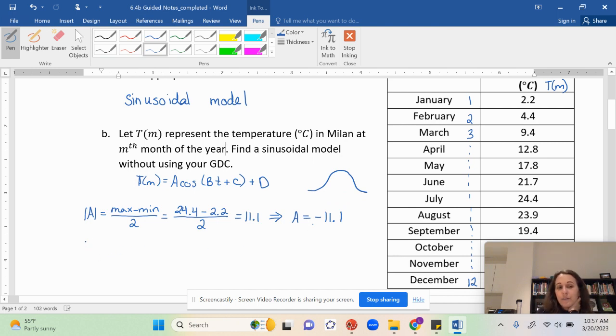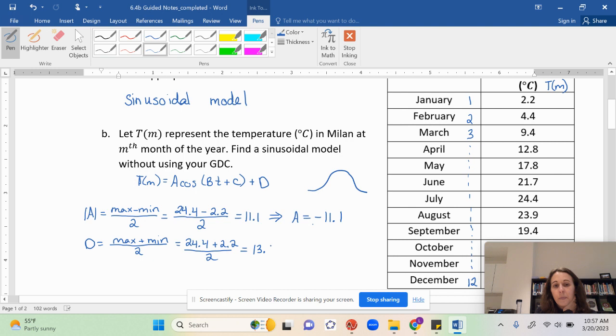The next easiest value to find is D, where the midline is. And D is the maximum plus the minimum value over 2. It's the average of the maximum and the minimum. It's right between the max and the min. It makes sense. It's the midline. So the absolute highest value temperature we had was 24.4 plus 2.2 over 2, which gives us 13.3. And that is our value of D.